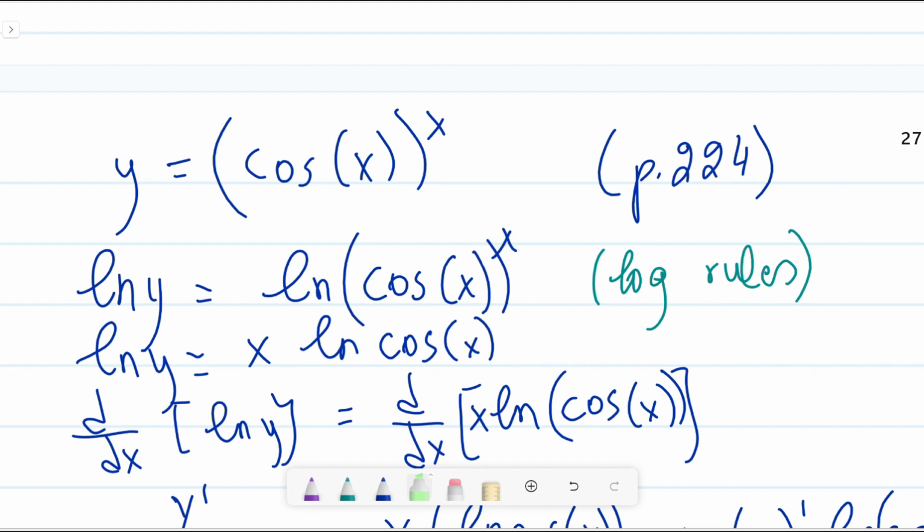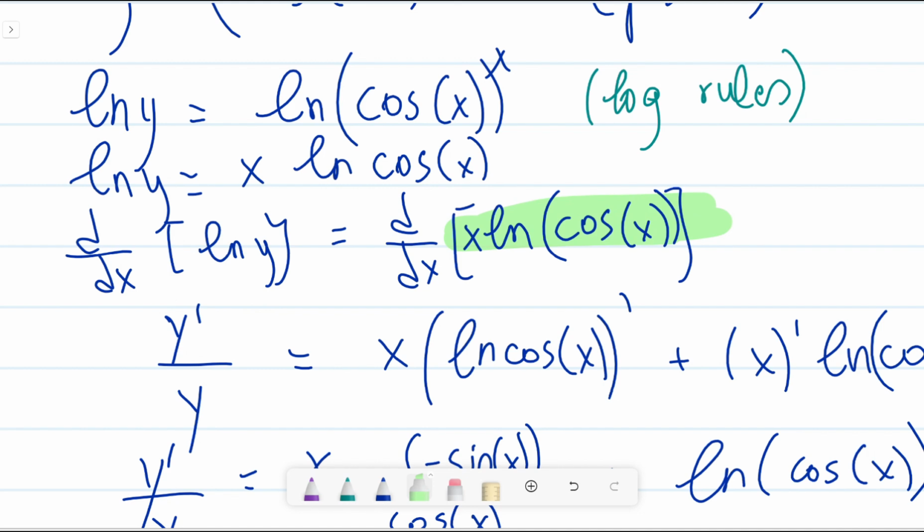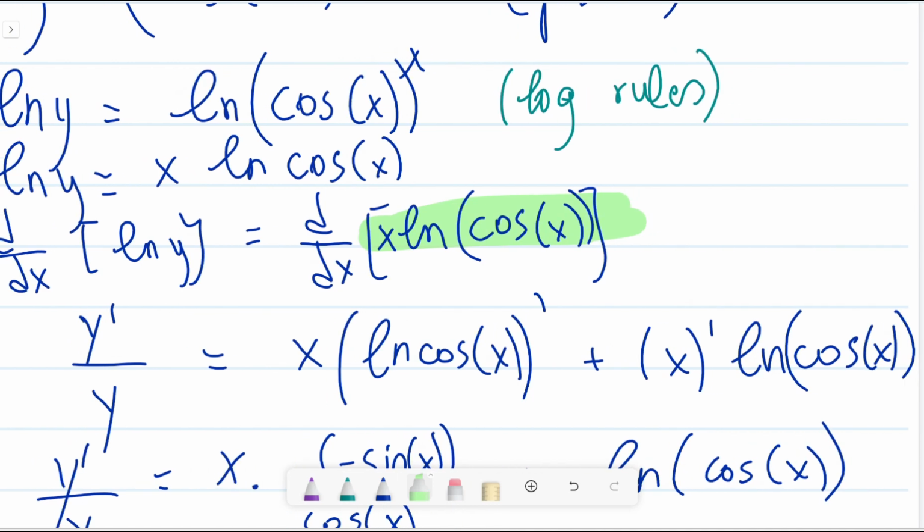Then we differentiate each side, and when we differentiate ln of y, it's 1 divided by y, and don't forget to multiply it by y prime. And then we look at the right side, we want to differentiate it. This is x times ln of cos of x, so this is a product. We are multiplying x by another term. So we keep the first term the same, multiply it by the derivative of the second term, and then take the derivative of the first term and multiply it by the second term.